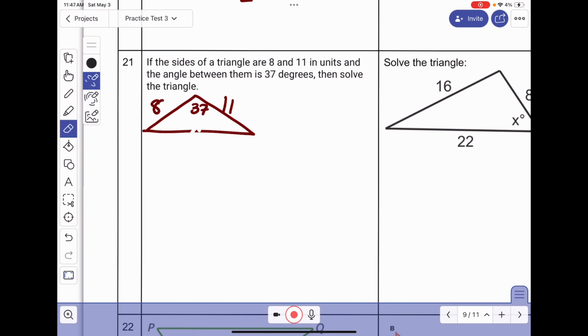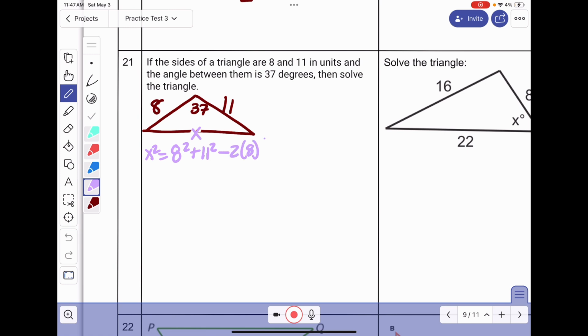So if we call this x, we're going to say x squared equals the 2 sides squared, and then minus 2 times both sides cosine 37. So that's the formula for law of cosines. Then I'm going to just plug all of this in the calculator. So I get x squared equals 44.44. Take the square root, and I get 6.67 for that third side.